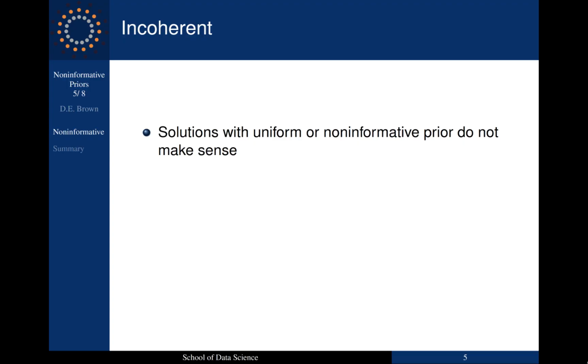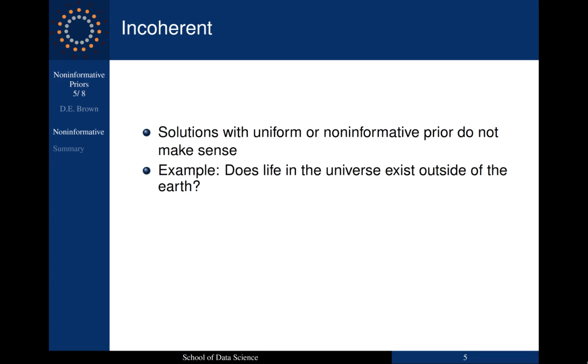Okay, let's take a look at the second argument against using a uniform prior, or Laplace's principle of insufficient reasoning. The argument is that solutions with a uniform, non-informative prior do not make sense: the incoherence argument. The famous example is the question: does life in the universe exist outside of the Earth? If we use a uniform prior, we answer that it's 50-50. In fact, we don't really believe that anymore. We think the likelihood of life existing outside the Earth is much better than 0.5.